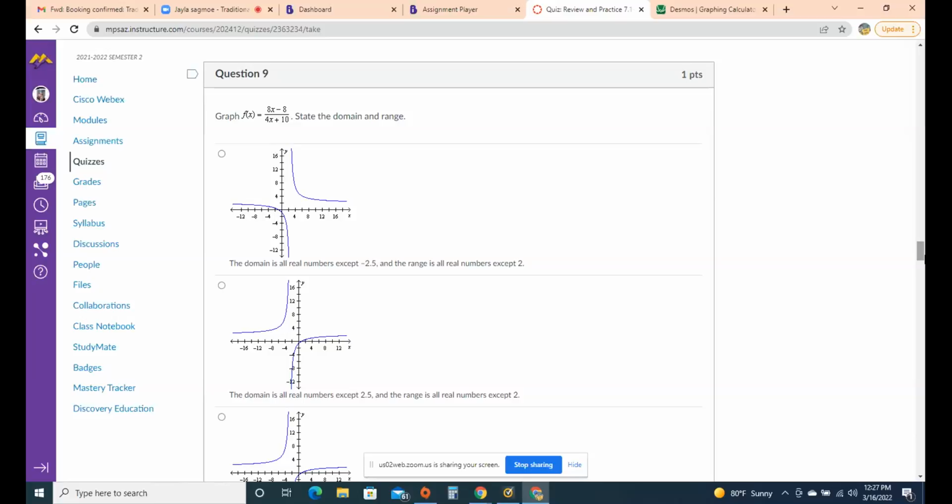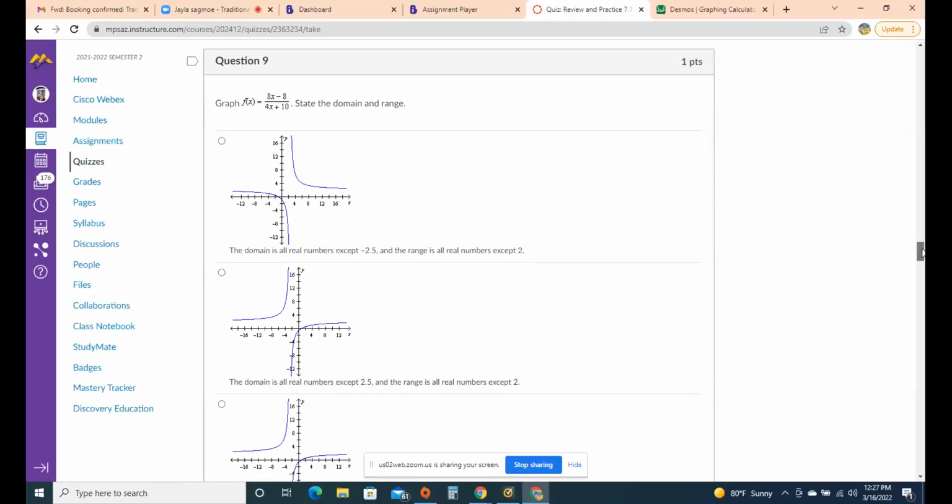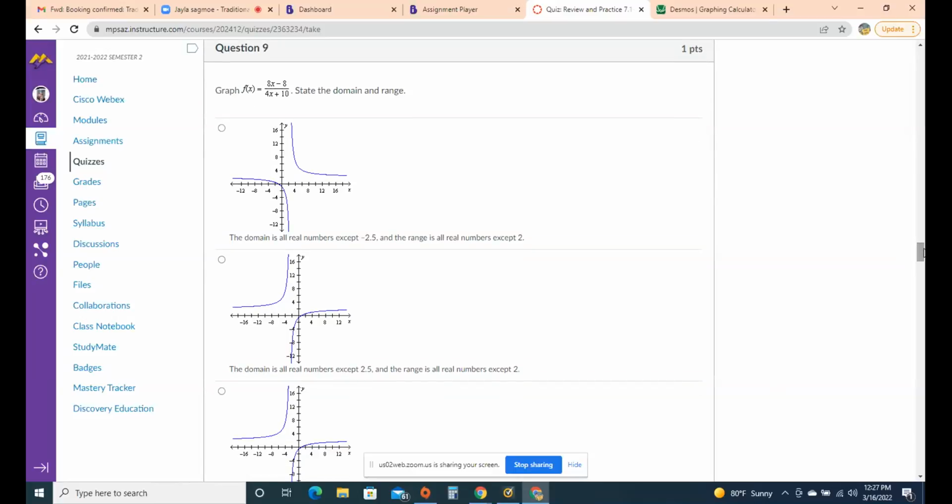Okay, do you have it down to 2 graphs? Yes. I have it down to the 2 middle graphs. Yeah, I agree. Now, do you see that the denominator is 4x plus 10? Yeah. You have to set that equal to 0. Solve for x, just like I showed you. And then you're looking for that number.